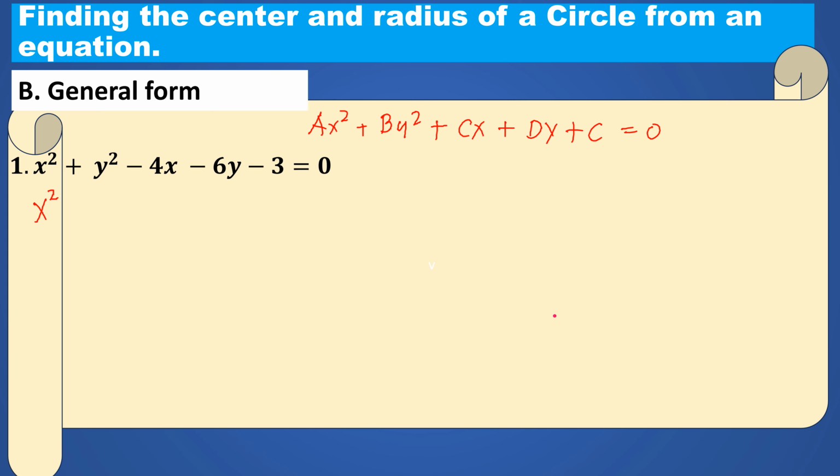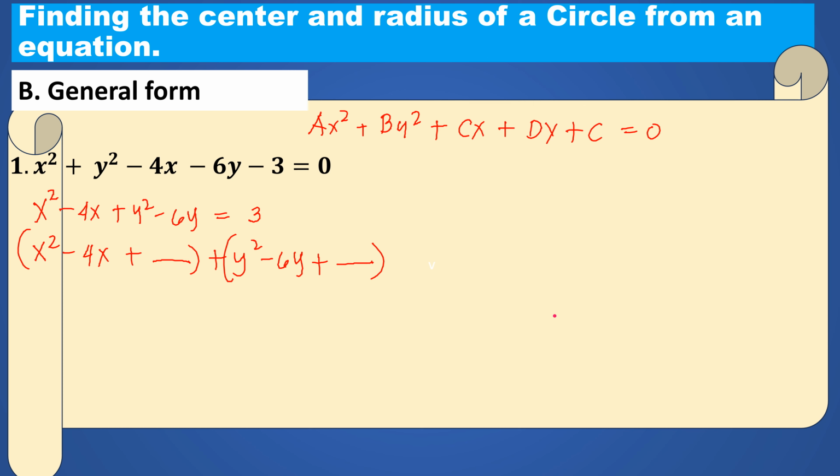So how do we express the given in its standard form? We will be gathering all same variables. So x squared minus 4x will be gathered, followed by y squared minus 6y, and then the constant should always be transposed to the right. So the next step, rather, we will be completing the trinomial to be a perfect square, but this time we have this blank to be filled in later, and then the other one will be y squared minus 6y plus blank, and then is equal to positive 3.